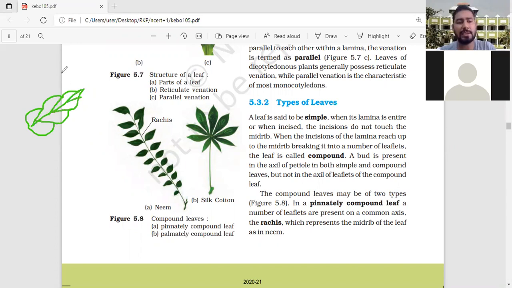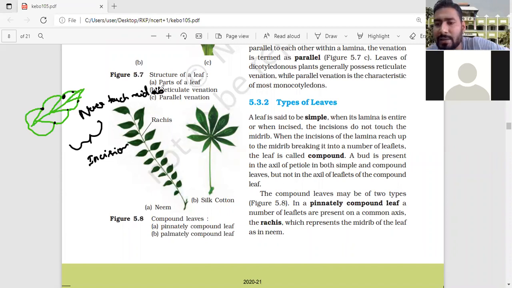In this leaf, you can see the incision. Incision means this structure. Incision is here, here, here, and here. But these incisions never touch the midrib. It is not going to touch the midrib. Clear? So this type of leaf is called the simple leaf.